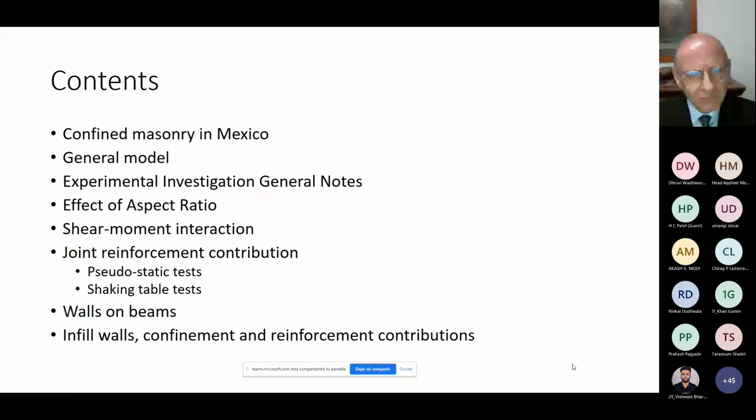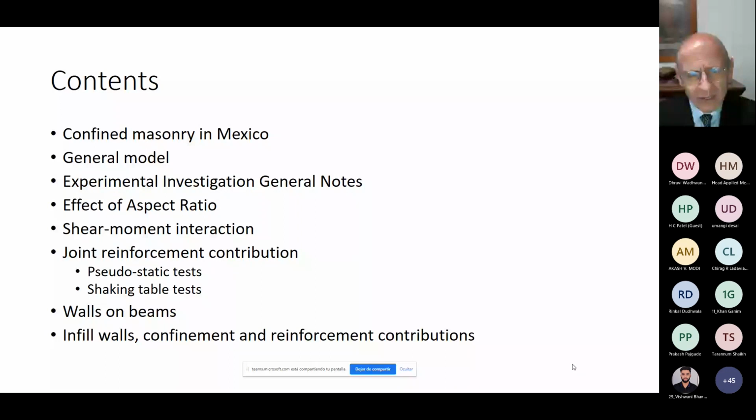Then I will say a few words about some general notes on why we do experiments and what the intention is. It's not always as clear as one would expect these things. So I will make some notes about it. And then I will go through some of the experimental campaigns that we have developed in Mexico. I will start with the effect of aspect ratio and show you the experience we did and the conclusions.